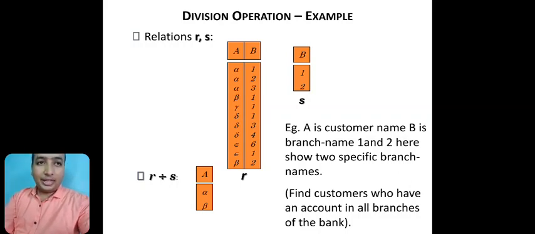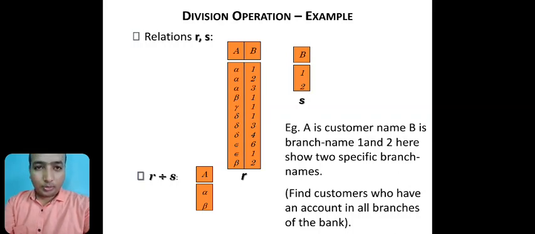So now let us understand this division operation with a simple example. In this example you can see we have two relations, R and another relation called S. In relation R you have two attributes, A and B. In A you have three occurrences of alpha with the B values 1, 2 and 3. Next you have beta with value 1, and at last another beta with value 2. That means a total of two occurrences of beta, with B values 1 and 2.